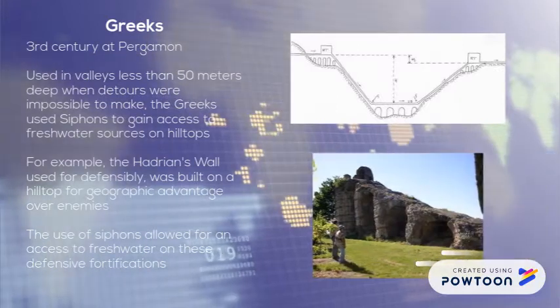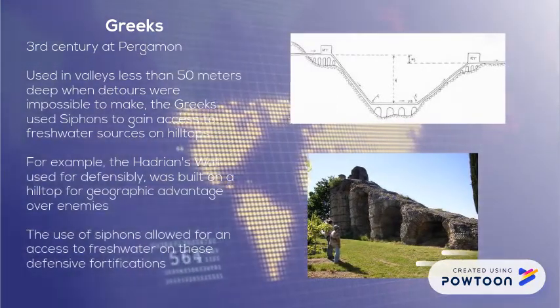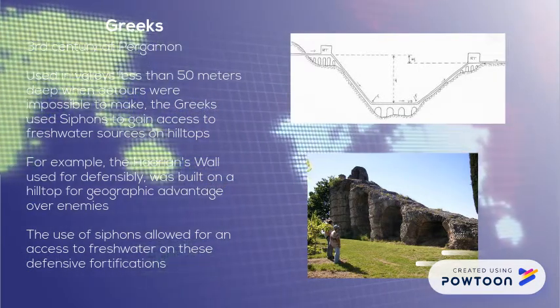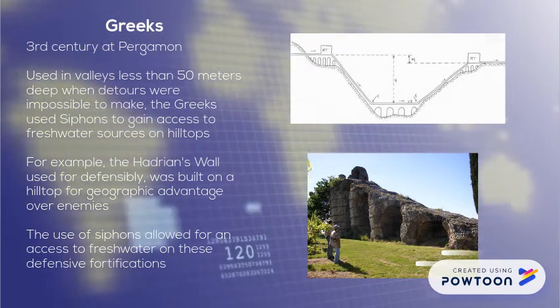The Greeks in the 3rd century were also seen using siphons in valleys less than 50 meters deep, where detours were impossible to make. For example, Hadrian's Wall, used for defensibility, was built on a hilltop, but the use of siphons there allowed for the access of fresh water on defensive fortifications.